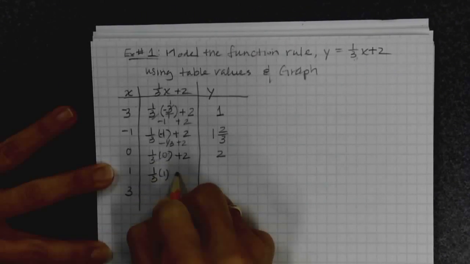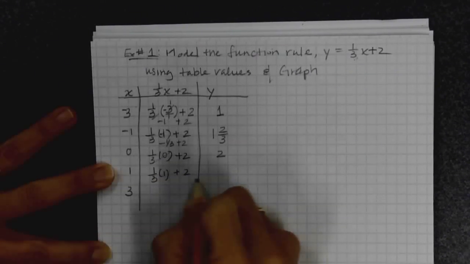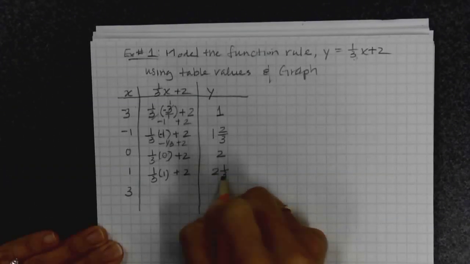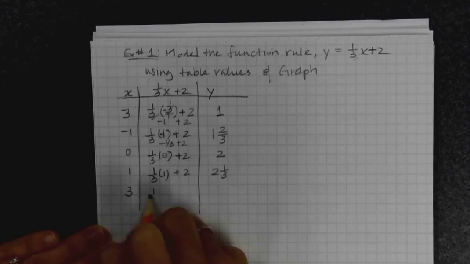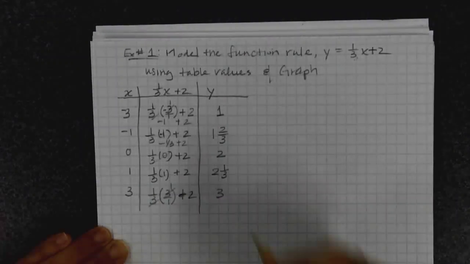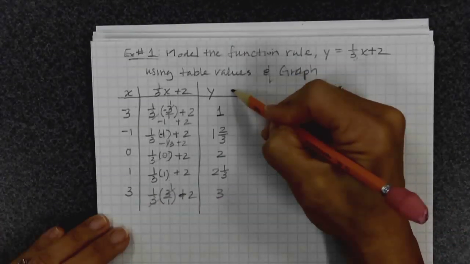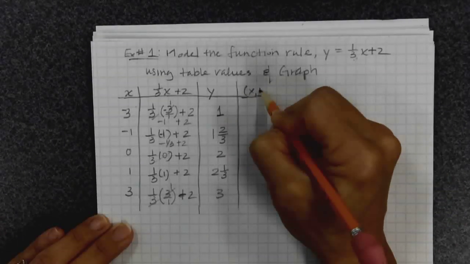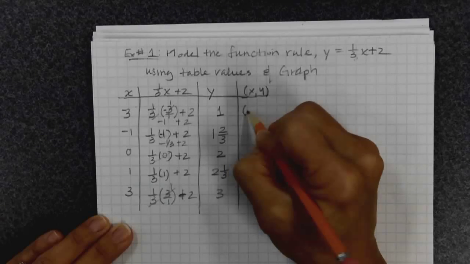And then 1/3 times 1 is 1/3 plus 2, and 1/3 plus 2 is 2 1/3. And the last one is 1/3 times 3, which is 3/1, and plus 2, this becomes 1. 1 plus 2 is 3. So once we have our values, we're going to plot these points. And what we're going to do is create an ordered pair using those points.